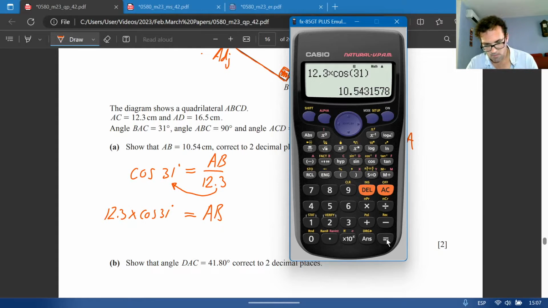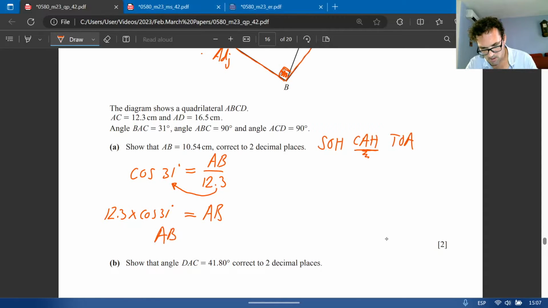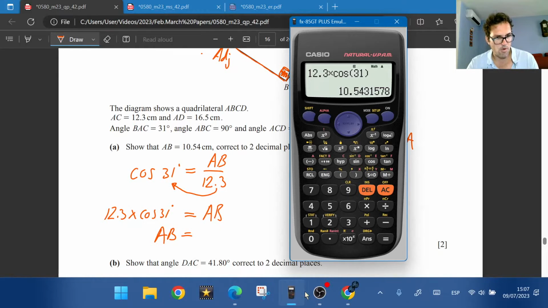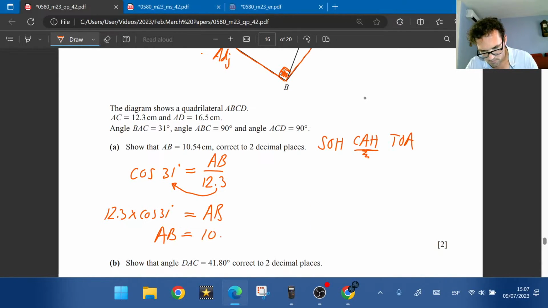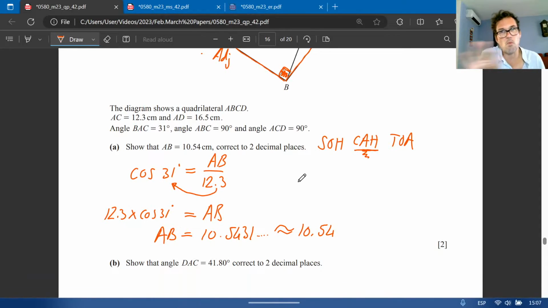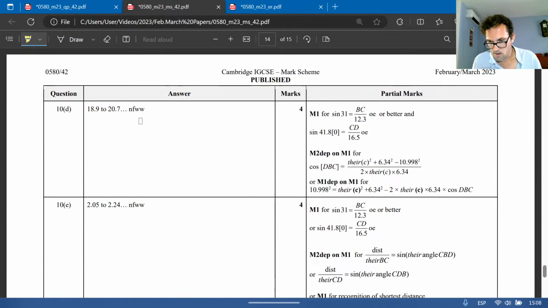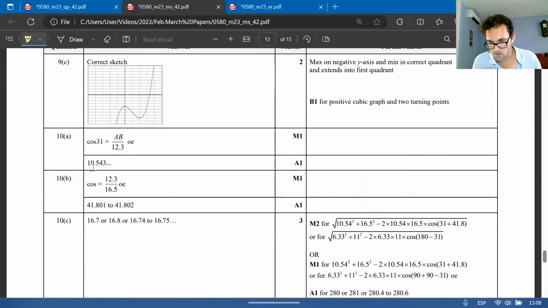Excellent. Now very important, right? We're not finished. You write AB equals, and write a bunch of digits, 10.5431, etc. That will round to 10.54. Because just writing 10.54, they already told us that's the answer. We need to show that it rounds to 10.54. So we need to write more than 2 decimal places and then round it. There we go.